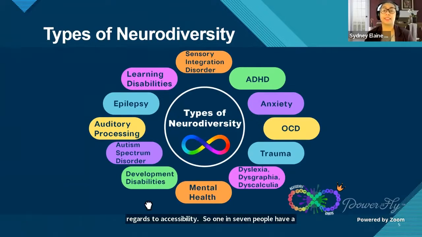Then we have dyslexia, dysgraphia, and dyscalculia. So dyslexia is mostly reading, dysgraphia is for writing, and dyscalculia is for math. Mental health issues are a type of neurodiversity, again, because it changes the way your brain thinks, and there's still a lot of stigma around mental health being a type of neurodiversity, and there's still a lot of stigma around mental health in general.